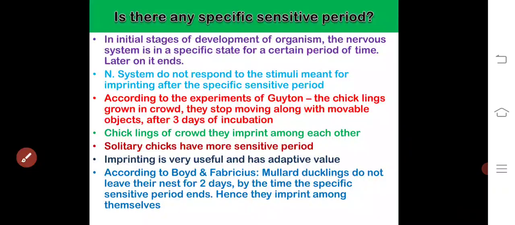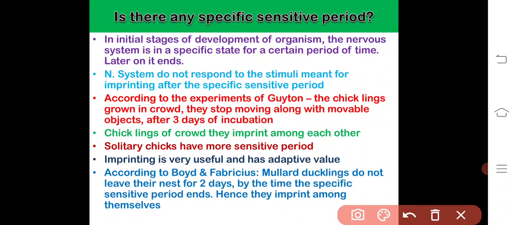And coming to the second one, that is whether there is any specific sensitive period in the lifetime of individuals for the process of imprinting. In the initial stage of development of an organism, the nervous system is in a specific state for a certain period of time. Later on, it may end. The nervous system does not respond to the stimuli meant for imprinting after this specific sensitive period. So whatever imprinting should take place, that should take place within the sensitive stage. Before that and beyond that, it may not take place.